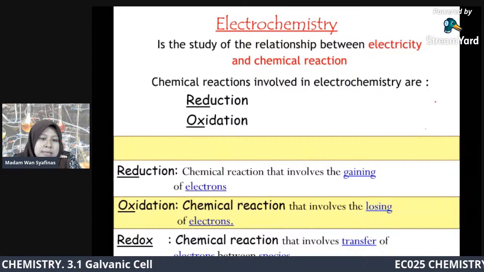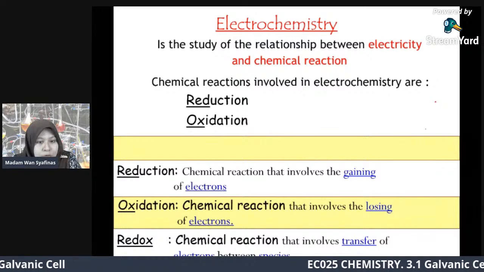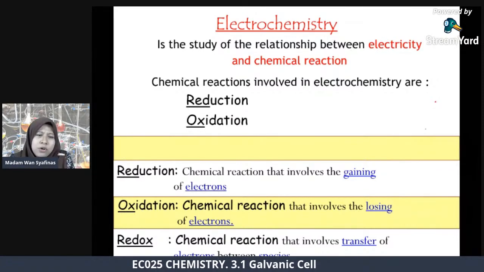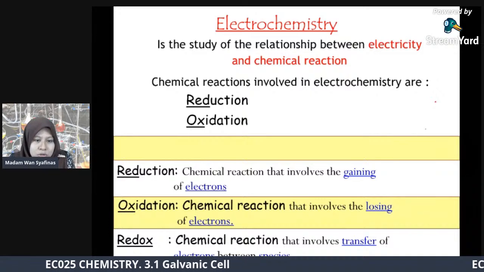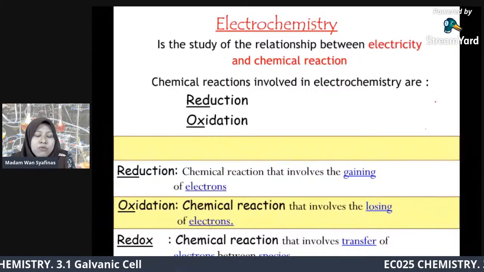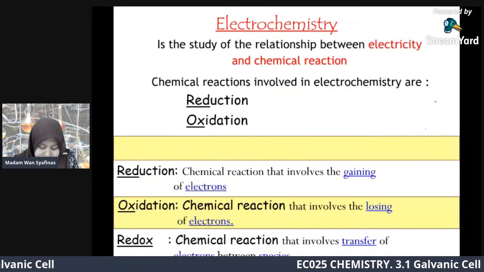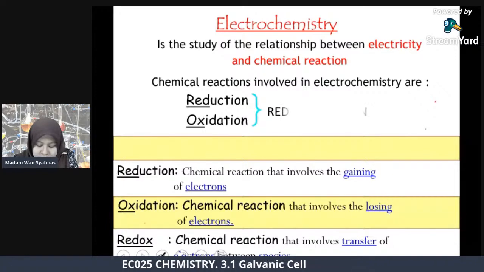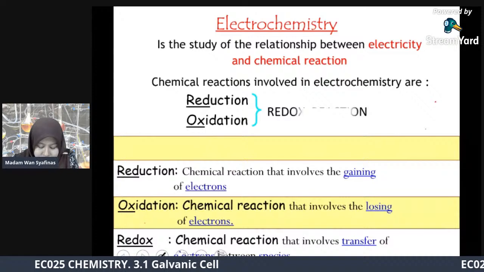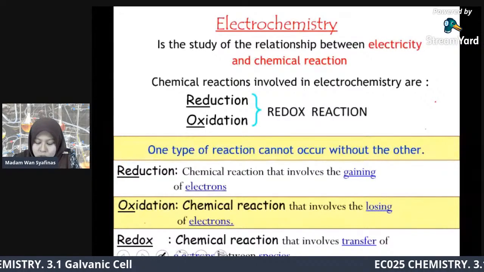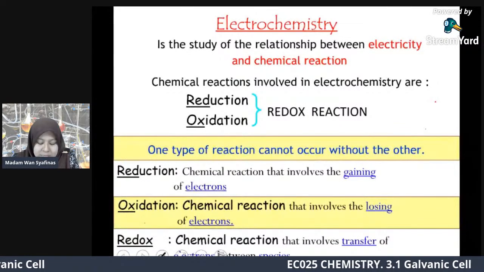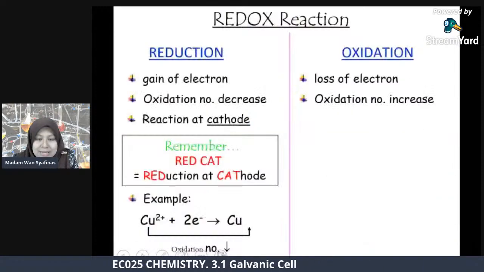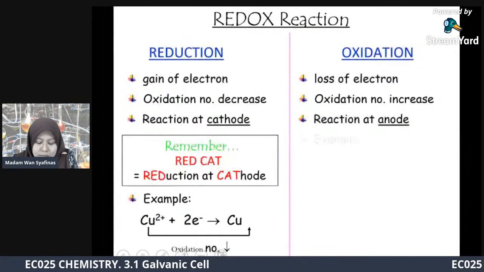So redox is a chemical reaction that involves transfer of electron between species. So this one for reduction, gaining, so we accept the electron. For oxidation, lose, so remove the electron. Okay, so that's why we call it as redox reaction. Okay, so how do we know which is a reduction and which undergoes oxidation? So these are the characteristics that we should know.